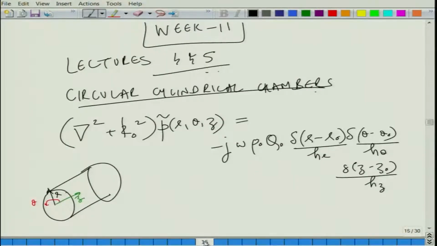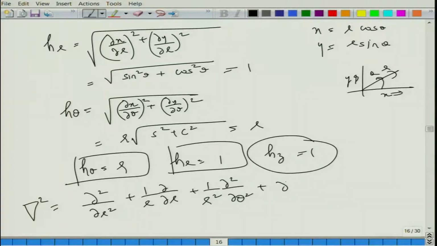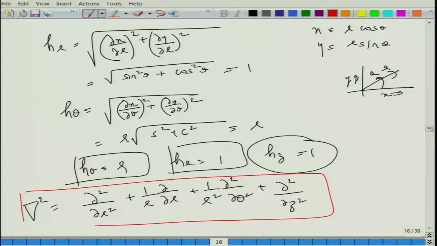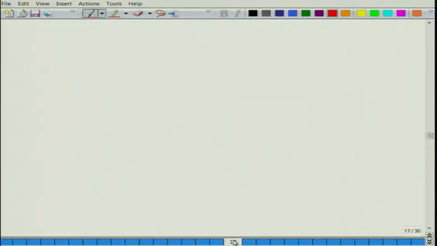And what is del square? That is the Laplacian in the circular cylindrical coordinates, and that is basically del square by del r square plus 1 by r into del by del r of r plus 1 by r square of del theta square and del z square. So, you get this Laplacian form. Okay. So, with these substitutions, if we substitute back in this equation, what will it look like?